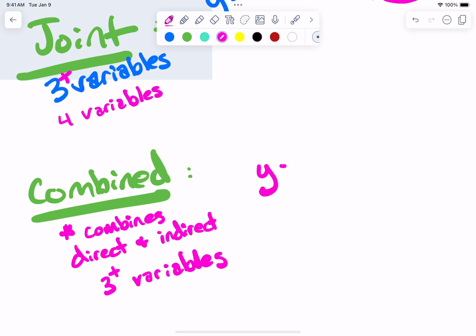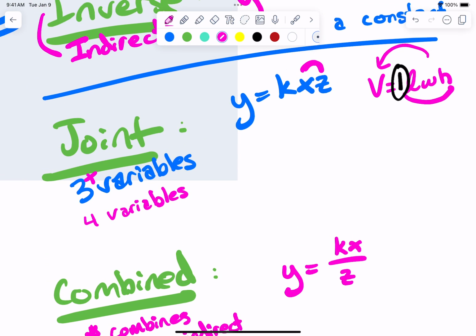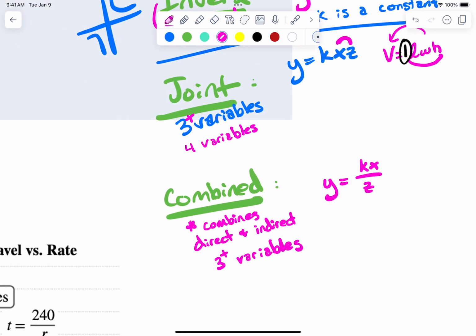So here's an example, y equals kx over z. Do we know what the graph always looks like on joint? Joint will be a 3-dimensional graph. So don't worry about the graph for joint, and don't worry about the graph for combined, because you have 3 variables. So don't worry about the graphs for those, okay?